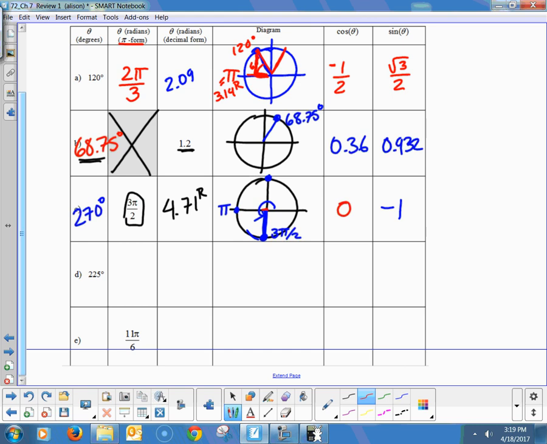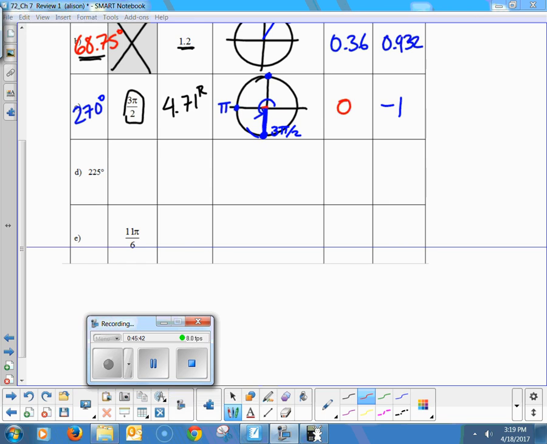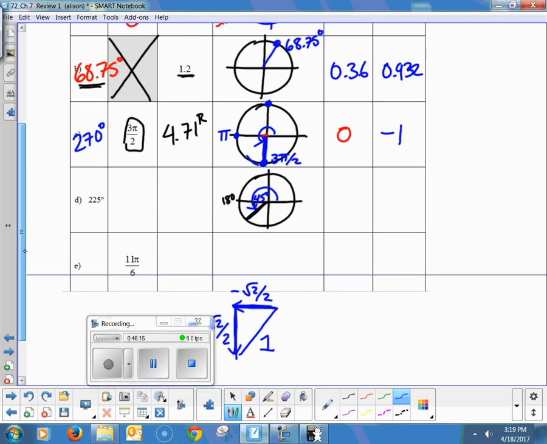Number D, 225 degrees. All right, well, 225, I'm first going to put it on a circle and see where we are. Here's 180 degrees, and so 225 is past that, and it is past that by a 45-degree angle. So 225 is that distance. Looks like that's kind of special. It's a 45, 45, 90. And so the sides are going to be root 2 over 2 and root 2 over 2. And this is a backward value, so that's negative, and this is a down value, so that's negative. Oh, we just found the sine and the cosine.